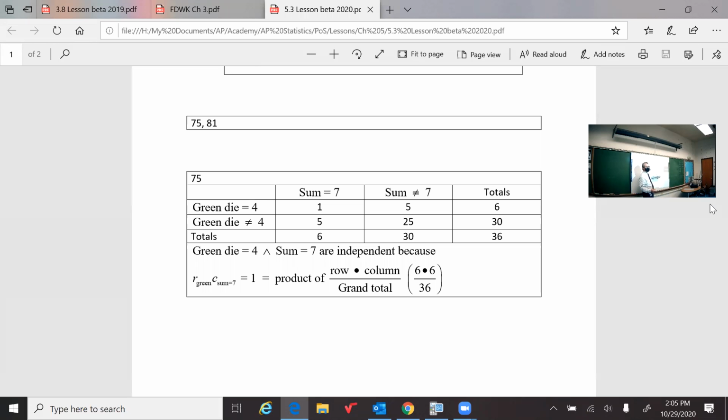There's 36 total outcomes, because there's 6 faces on the green die and 6 faces on the red die, and "and" implies multiplication. If you look on page 314, you'll see this 6 by 6 array. There's 36 cells in it. So the sum of not getting a 7 would happen 30 times.